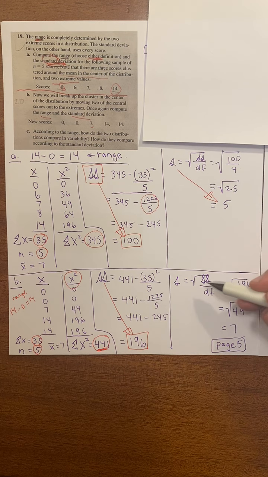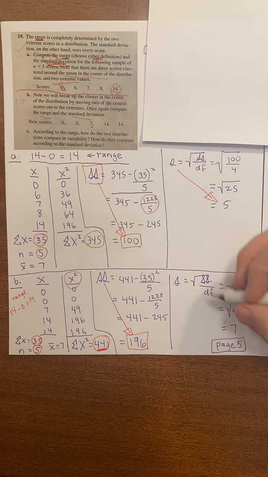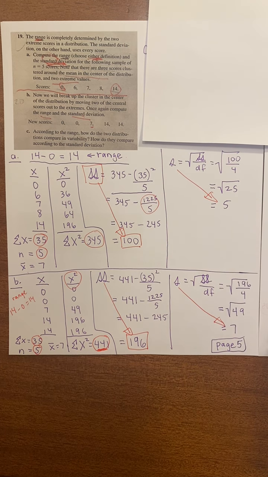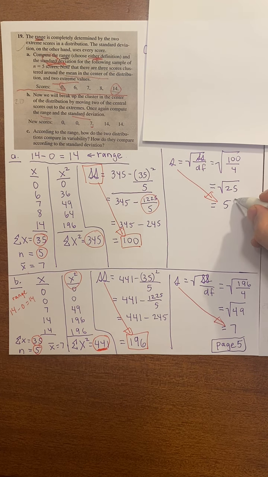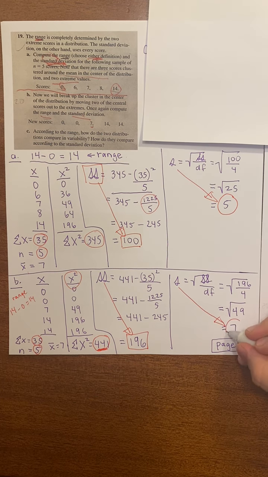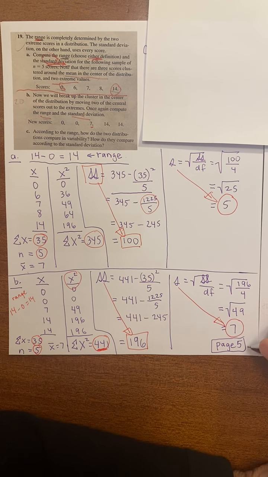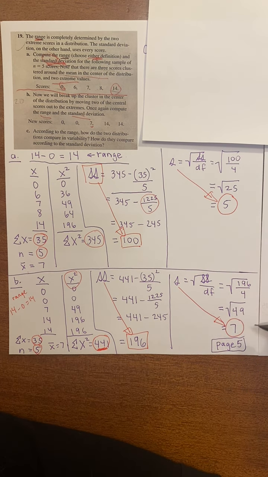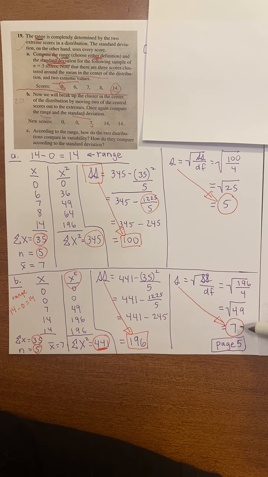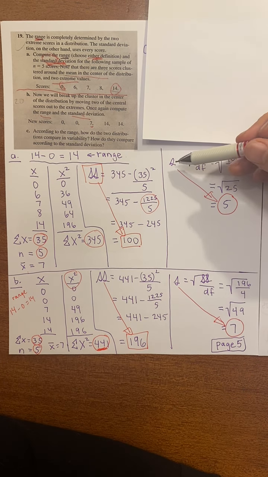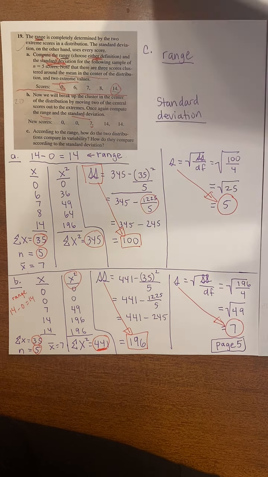So we're taking the standard deviation, we're saying it's going to be 196 divided by 4, and then we're going to take the square root of that. We end up with a standard deviation of 7. So what we're supposed to do now is compare the standard deviation for when the data were clustered around the mean to when the data were spread out to the extremes. What we're seeing is when the data is spread out, the standard deviation is bigger. When the data is closer to the mean, the standard deviation is smaller.